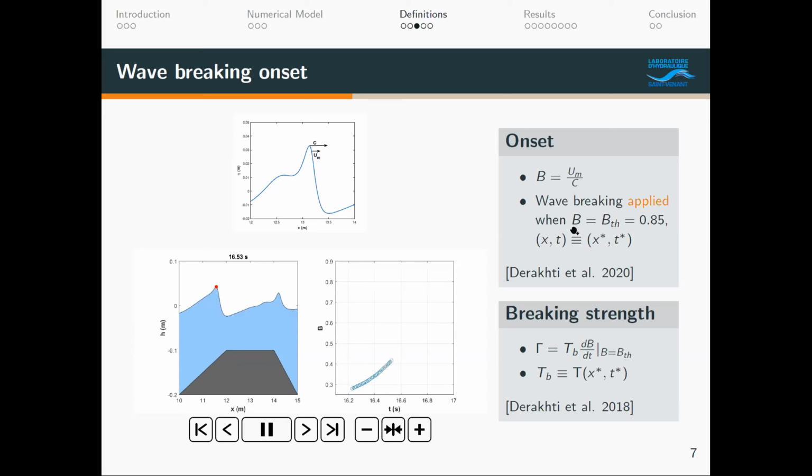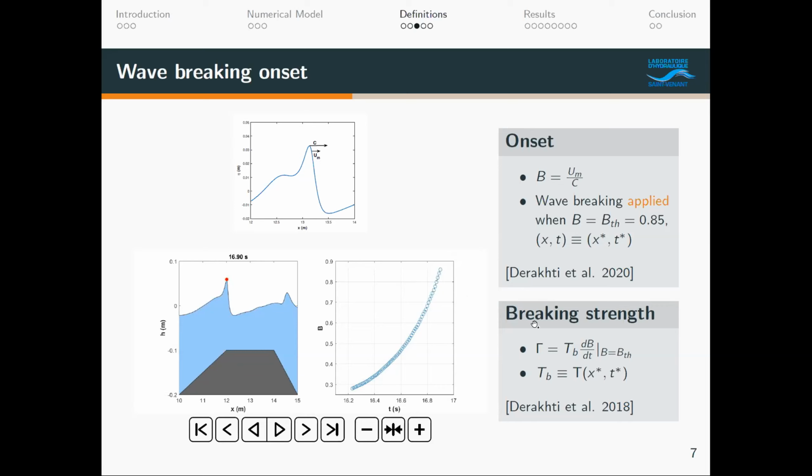And what we do is we employ this definition and let the model apply wave breaking when an evolving crest, as you see here, exceeds B equal to 0.85. Let's note this point as X star, T star. And so you see here the way the wave crest evolves, and then this is the point at which we say okay, now you can start applying wave breaking.